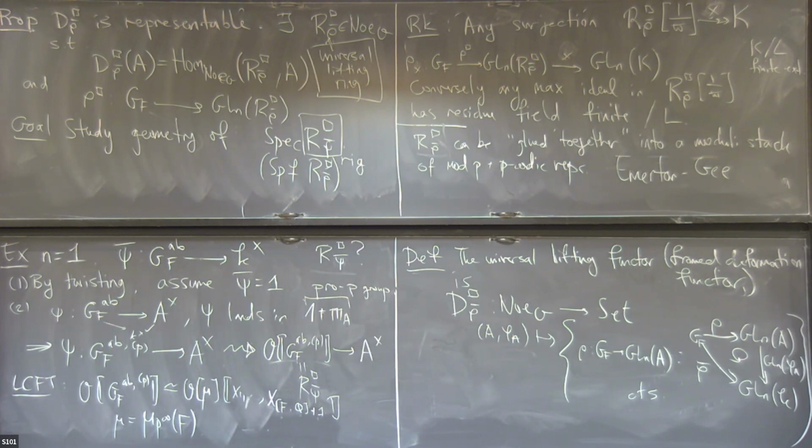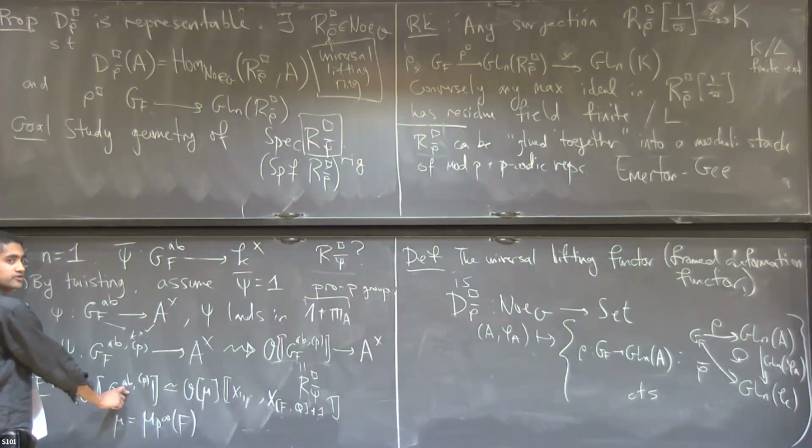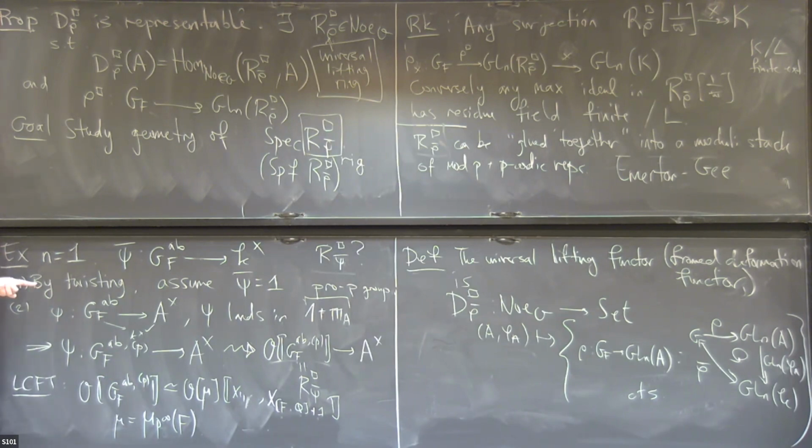Can you just say again the definition of G_F^ab? Sorry? Just say the definition of G_F^ab. So G_F^ab is the Galois group of the maximal abelian extension of F, or the abelianization of G_F. G_F^{ab,p} is the maximal pro-p quotient of that. So it's the universal thing for maps into pro-p groups.